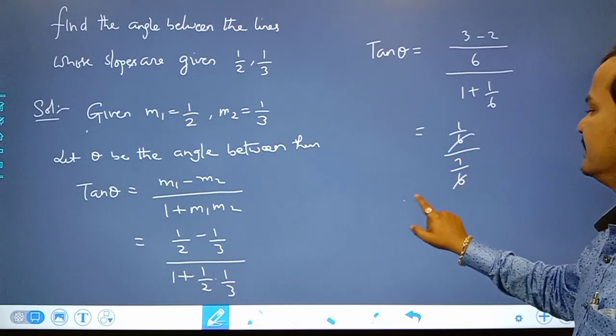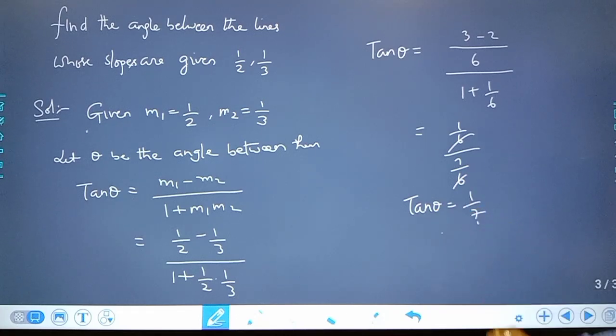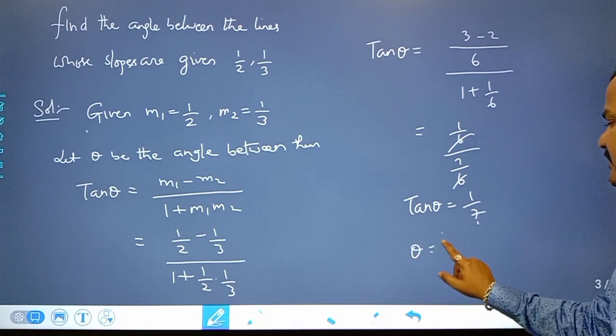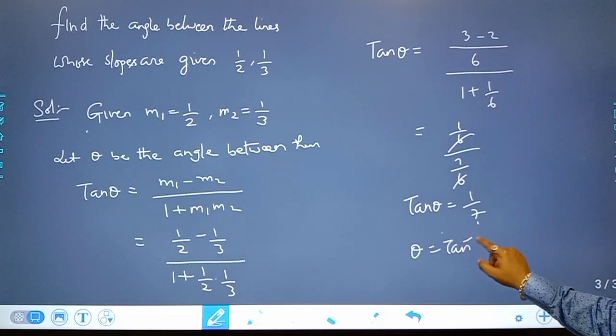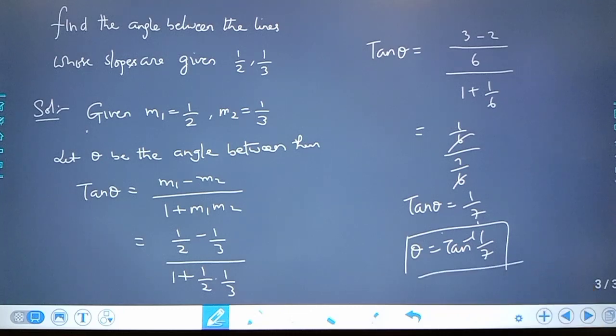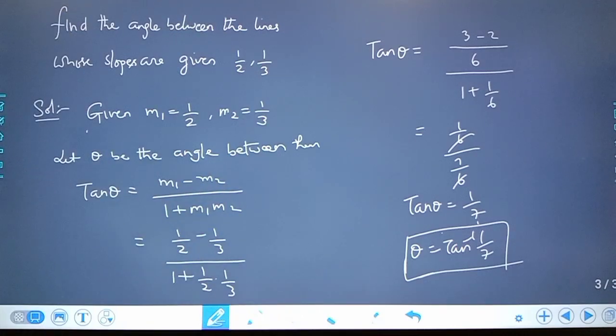Both are cancelled. So tan theta is equal to 1/7. So theta is equal to tan inverse of 1/7. This is the angle between two lines whose slopes are given. Now the formula for finding the angle, with m1 and m2, what is the formula?